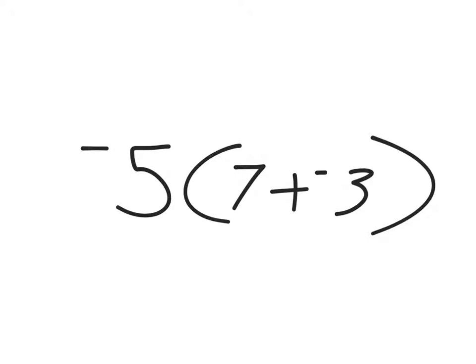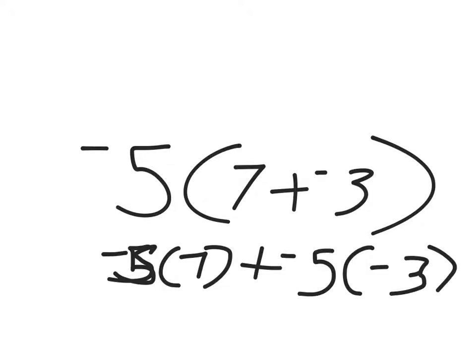Once again, to evaluate this problem by using the distributive property, you have to times -5 by 7 and -3 by themselves. Then you can times them together and get your answer.